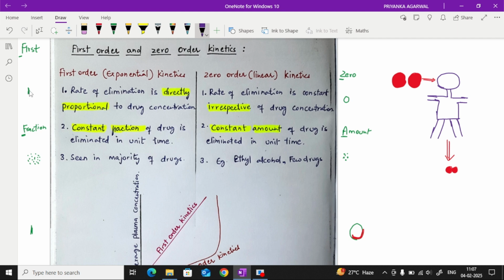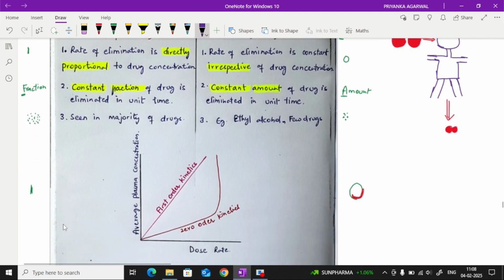In general language 1 is yes, 0 is no, right? So 1, is it directly proportional? Yes, it is directly proportional. So it gets the score of 1, okay? F is fraction, so constant fraction. Seen in the majority of cases, so remember this, more drugs, okay?